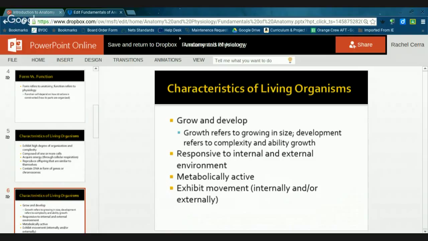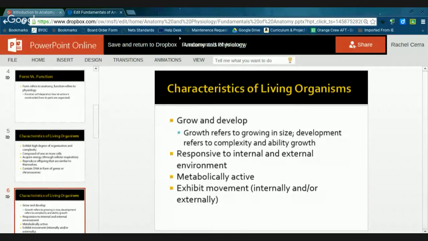So, the 7th thing that all living organisms exhibit is that they respond to their internal and external environment and react appropriately. So, if it's really, really hot outside, your body might trigger something and you'll start sweating. So that would be you responding to an external stimulus. Your heart beating faster, which might cause you to breathe more, take more breaths, that would be an internal stimulus.